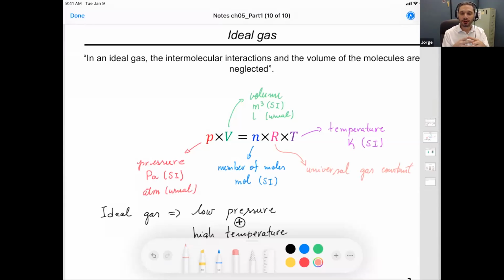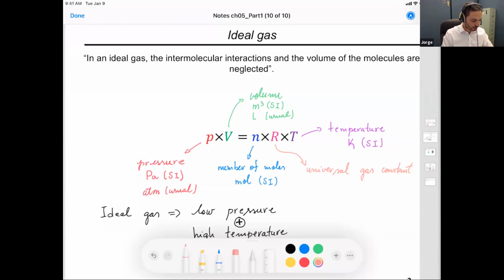The universal gas constant is very, very important when we are using the ideal gas equation, because the units that you have in the universal gas constant will determine all the other units. And that's the clue that you have to follow to figure out which units you need to use.